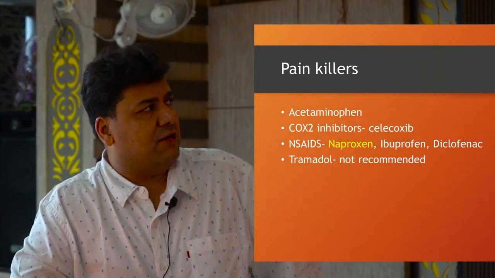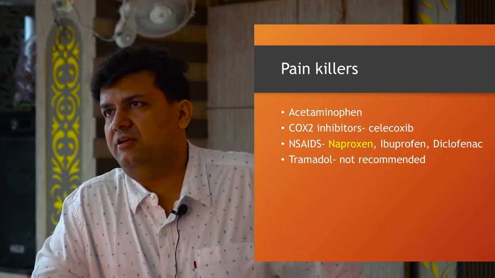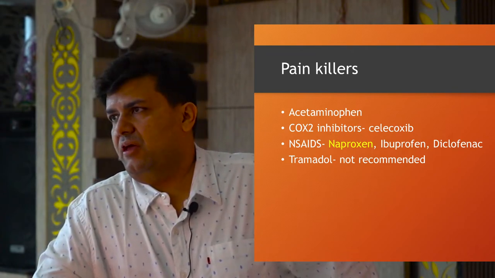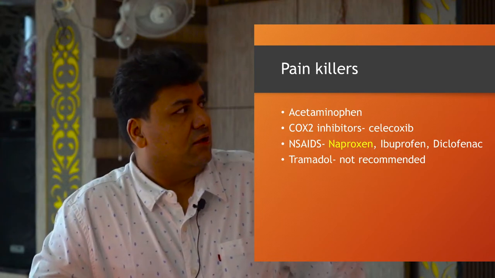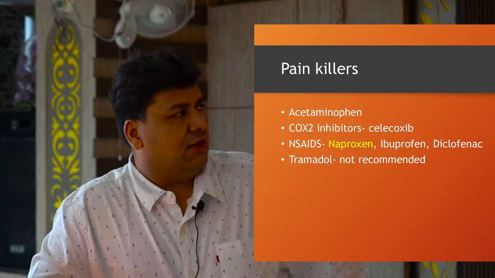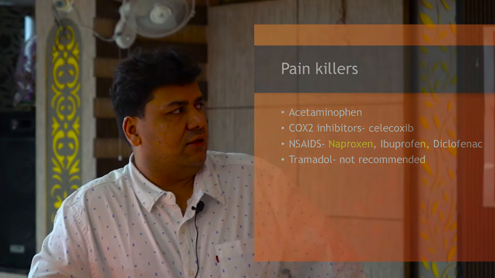Now let's talk about the medicines. First, the painkillers. Paracetamol is the first line of treatment. If it's slight pain, early osteoarthritis, you can give the patient paracetamol. But it works only in very early cases. Otherwise, it is not very effective. Then come the COX-2 inhibitors, which can be celecoxib, etoricoxib. After that are the NSAIDs. It can be naproxen, ibuprofen or diclofenac. Tramadol is usually not recommended in osteoarthritis because it causes adverse effects.